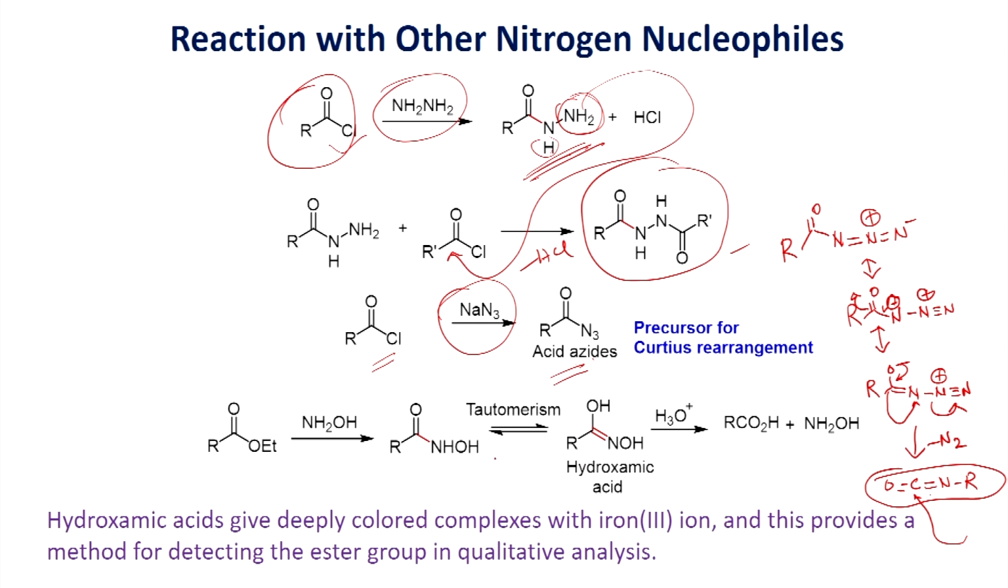scaffolds. The next example involves the reaction of this ester with hydroxylamine. When you react with the hydroxylamine, as we have seen, you lose alcohol, in this case ethanol, since you carry out the reaction with ethyl ester. So, you can end up with this compound which can tautomerize to the hydroxamic acid, and when you do the hydrolysis, you will be able to form carboxylic acid and hydroxylamine.